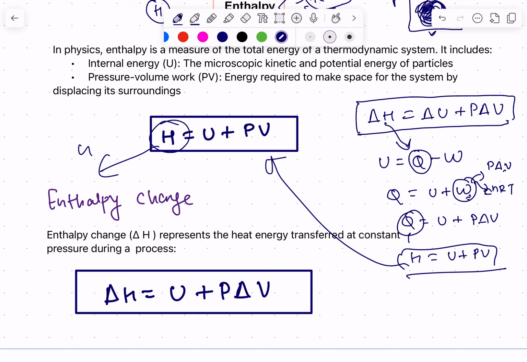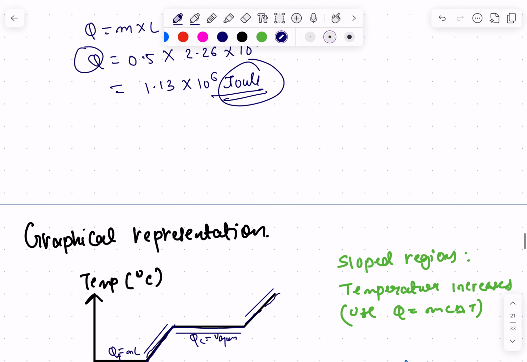And yesterday we did a lot of questions on it. Okay, I think there are no questions except this one, so we can move forward with the types of enthalpy. Sir, the latent heat graph. Okay, the latent heat graph.